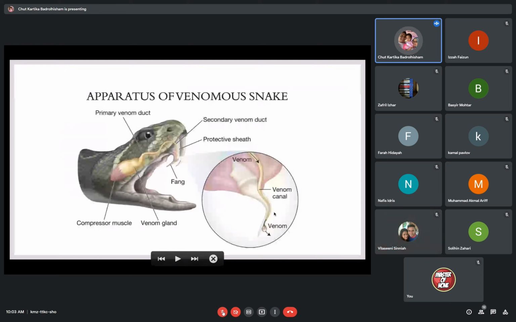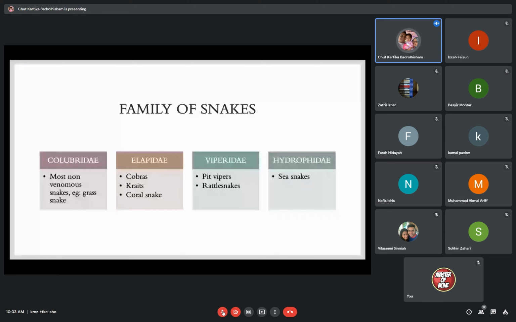Okay, families of snakes include many. A few that I include here are Colubridae, Elapidae, Viperidae, Hydrophiidae. So we are going to cover Elapidae, Viperidae and Hydrophiidae only for today for venomous snakes, because Colubridae are non-venomous snakes.